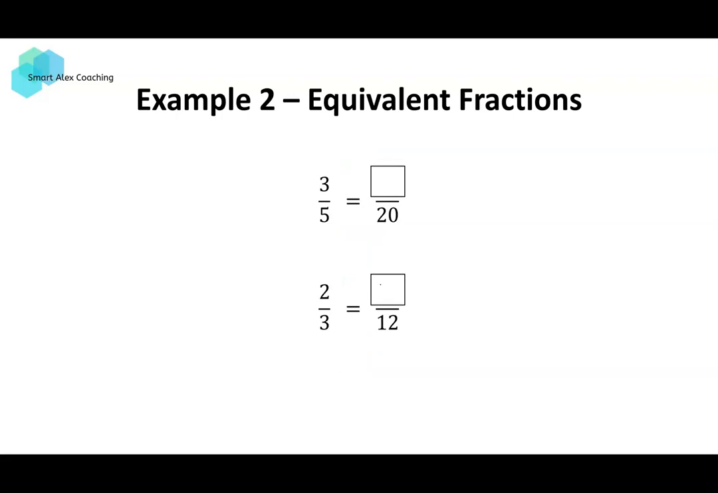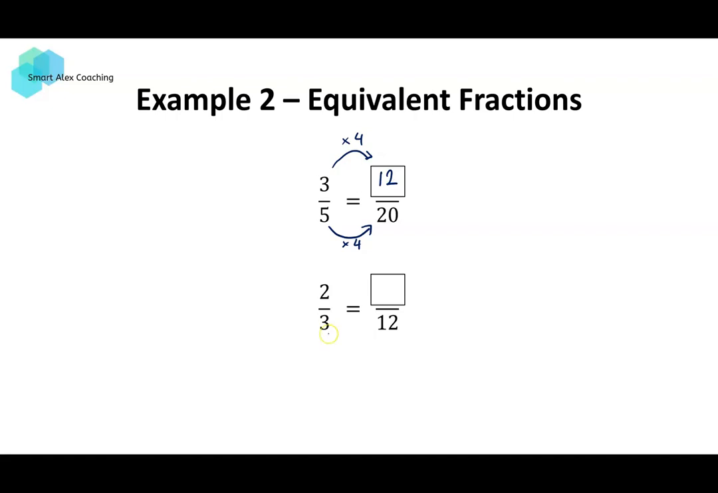I've got 3/5 and I want to convert it to a fraction whose denominator is 20. I notice that 5 times 4 is going to give me 20. So I'm going to multiply 3 by 4 also. 3 times 4 is going to give me 12. Therefore, 3/5 is equal to 12 over 20.